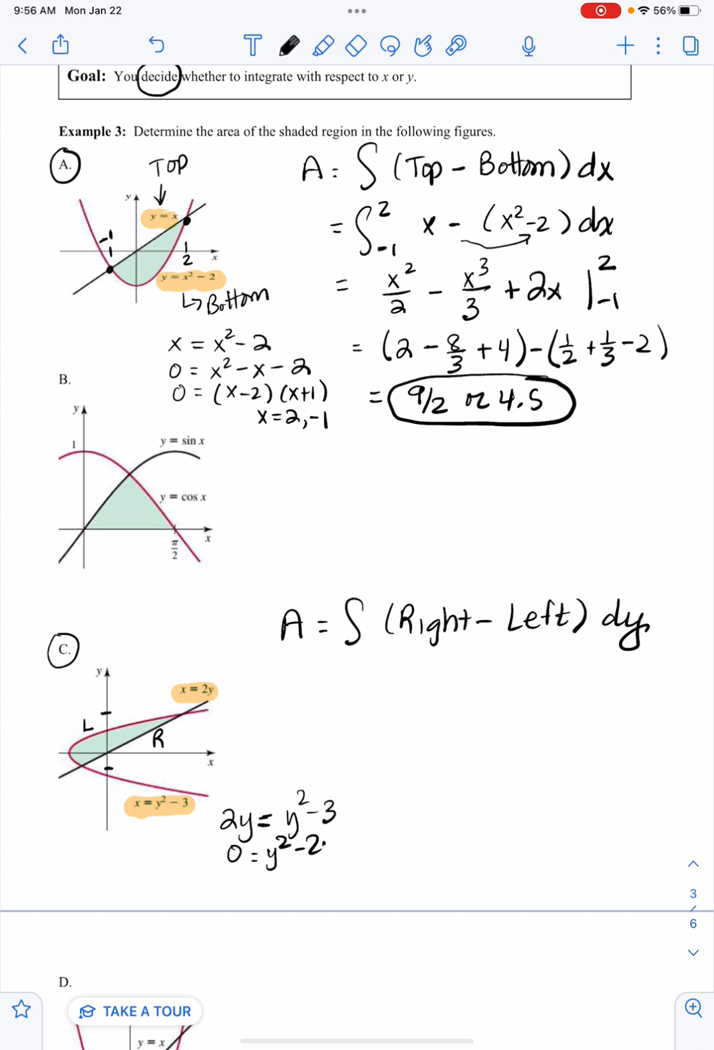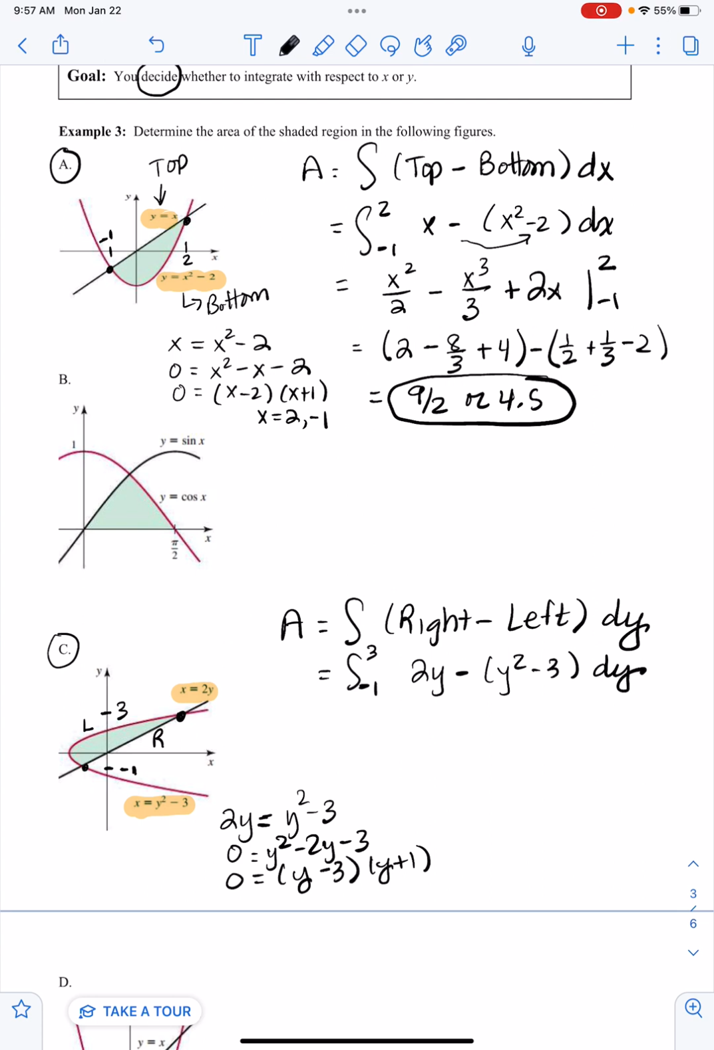So once again, pretty easy solving. Just a little factoring. We're going to factor this into y minus 3 and y plus 1. So we can see that our low y is going to be -1. And then our upper y is going to be 3. So those are going to be our limits of integration here. So we have from -1 to 3. Our right function is given by the line 2y, and then my left function is given by the parabola y squared minus 3.